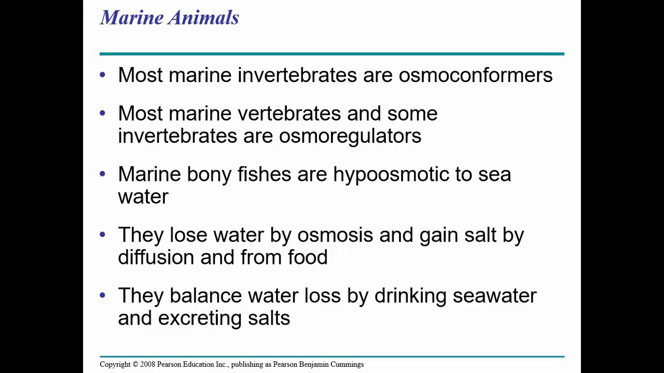So what is that? It means the concentration of solute inside the fish is lower compared to the environment. That's why we call it hypoosmotic. Because of that, they tend to lose water by osmosis and gain salt by diffusion from the blood. So to make the concentration balanced inside their body, they need to drink a lot of seawater and excrete, or remove, the salt intensely.